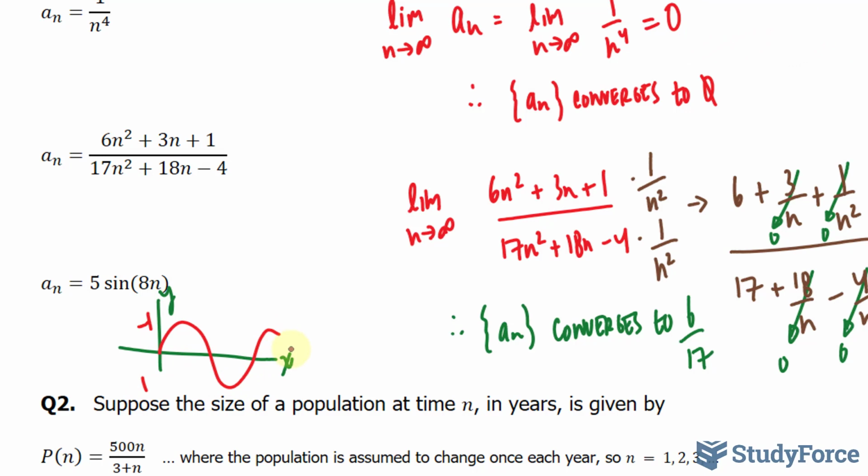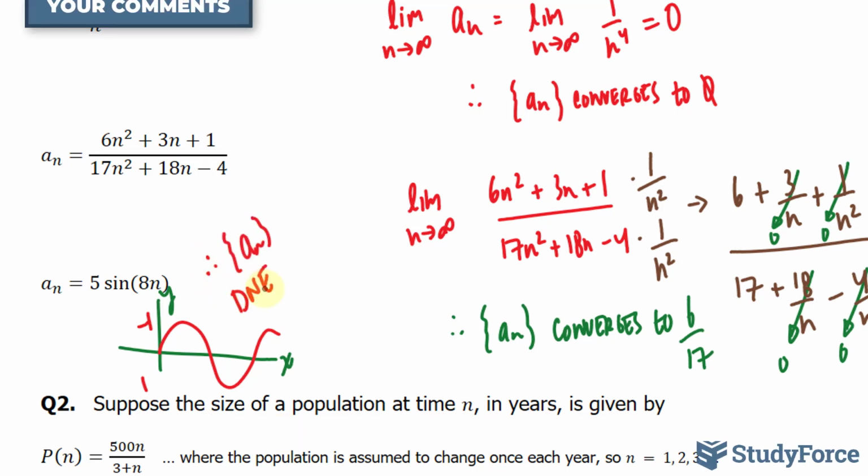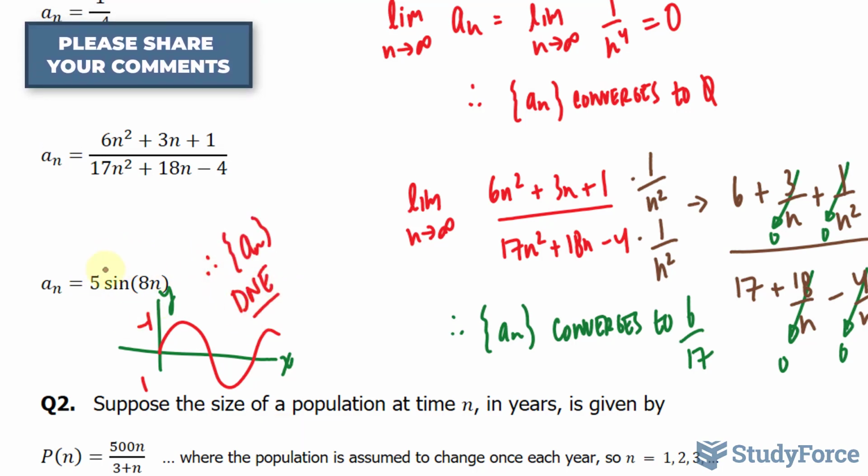So if we were to take the limit of sine, and we put a very large number into n, you'd always get an output that's between 1 and -1. Of course, that's not the case for our particular function, because we have 5 times sine, and the angle is being multiplied by 8, but the same logic applies. Therefore, this particular sequence does not converge, because the limit does not exist. Let's move on to question number 2.